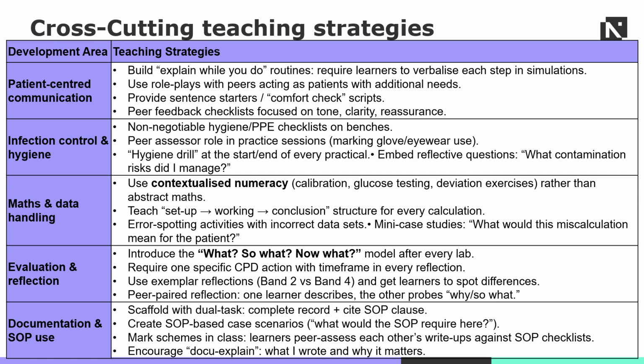So overall, these strategies target the five biggest areas for development. They're about embedding communication, hygiene, maths, evaluation, and SOP referencing into everyday learning. If we can do that, we'll shift the amber and red RAG areas into green next series.